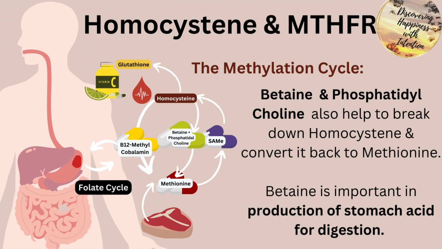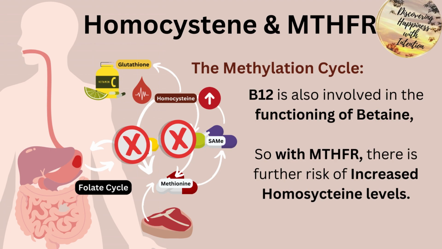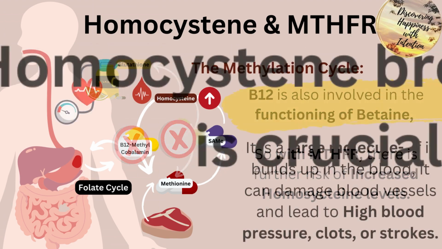Betaine and phosphatidylcholine also help break down homocysteine and convert it back to methionine. B12 is also involved in the functioning of betaine. With MTHFR, there is further risk of increased homocysteine levels.